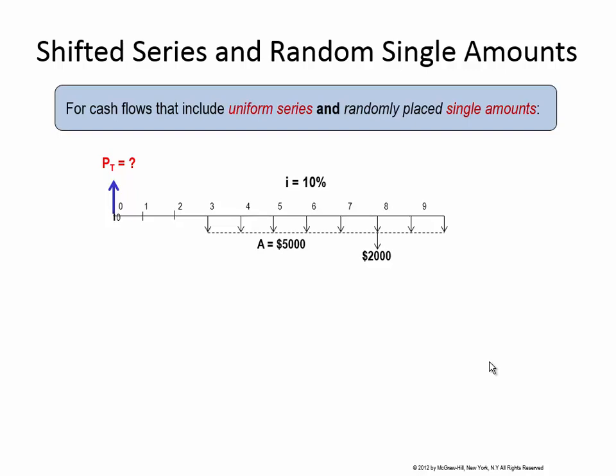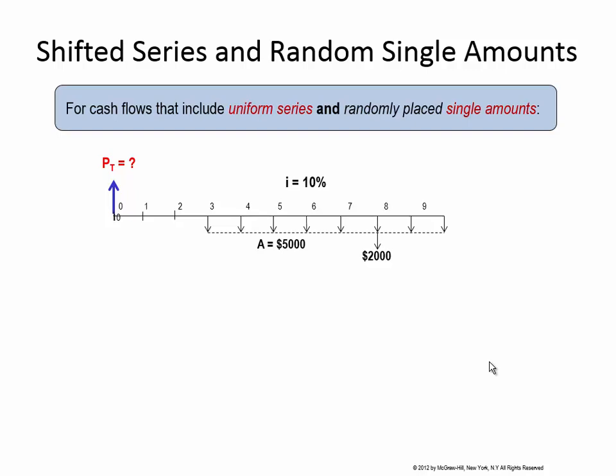All right. So here's an annual series and also a single random amount. And what we need to do is find the present equivalent of these amounts. So we would need to know, if we're going to be making these payments in the future, how much should we receive today in order to justify those future payments? We know from the cash flow diagram that the interest rate is 10%, and you can see that there's an annual series of 5,000 and then the single amount is 2,000.